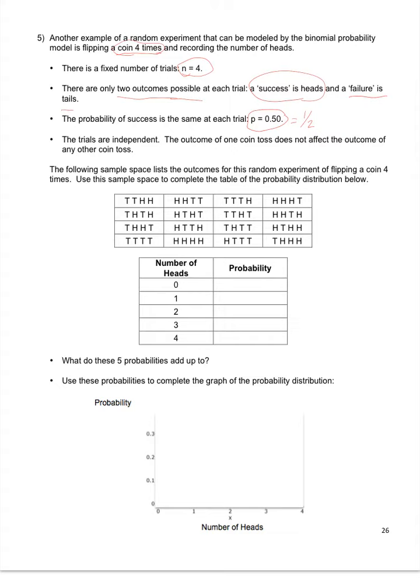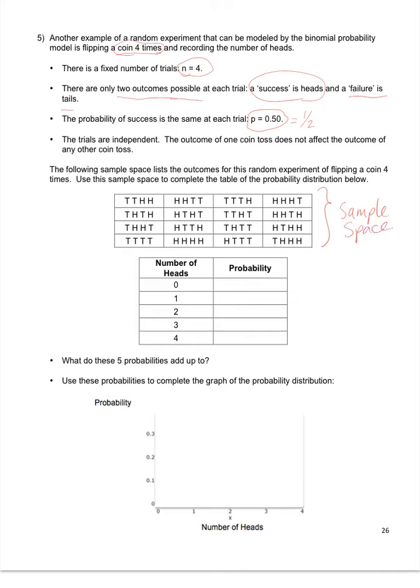All right, so we have the sample space listed below. So it says the following sample space lists the outcomes for this random experiment of flipping a coin 4 times. Use the sample space to complete the table of the probability distribution below. So again, here's our sample space.